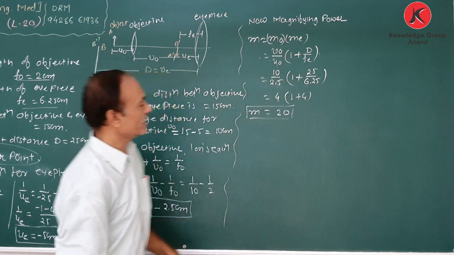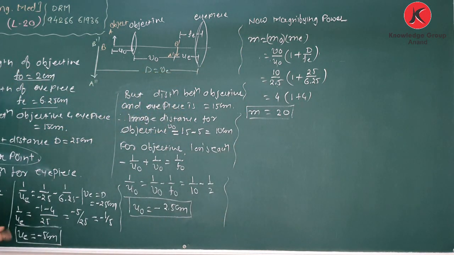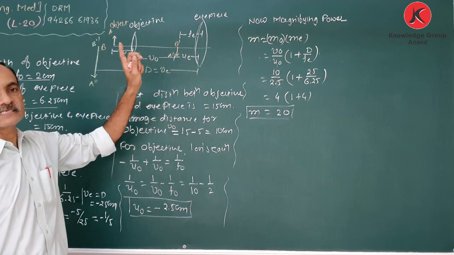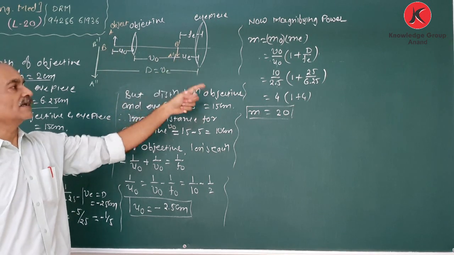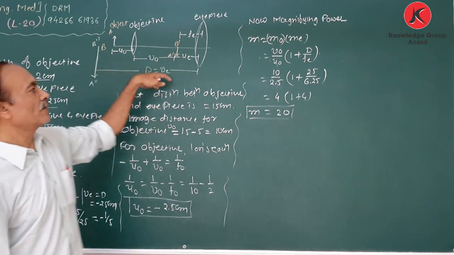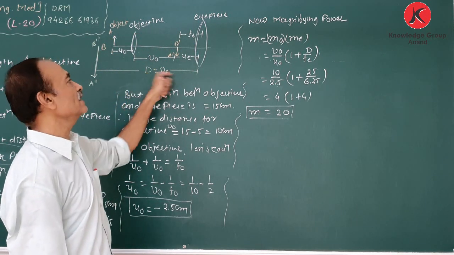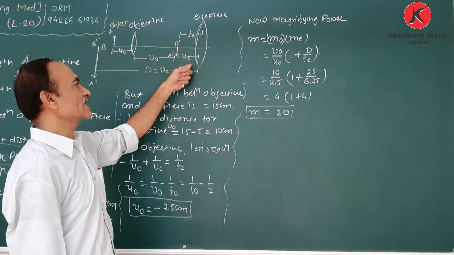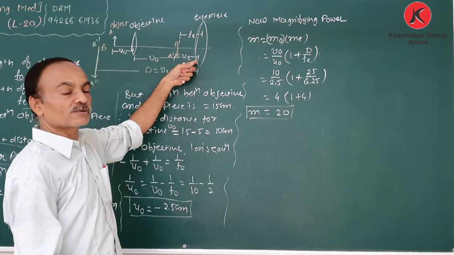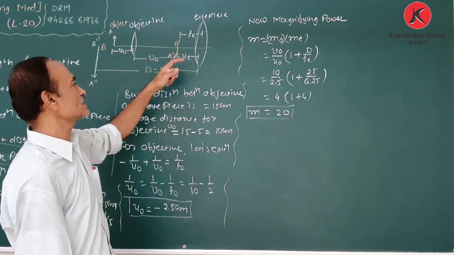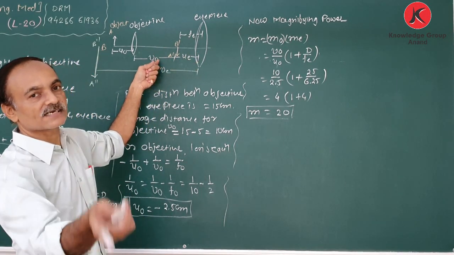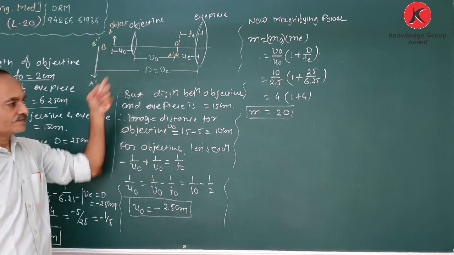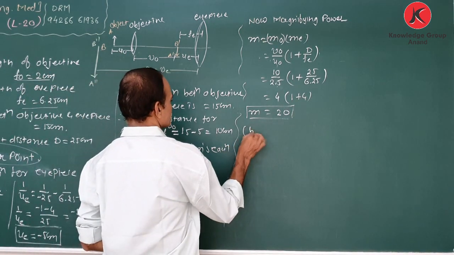Clear this thing? Okay. So quite a lengthy numerical, but if you first understand what this numerical says, it is very easy. We have to apply the lens equation two times. First find out the object distance for the eyepiece. Now, we know the total distance between the two lenses. Subtract this distance from the total distance, and we obtain the image distance for the objective. Again use the lens equation, and we find out the distance.